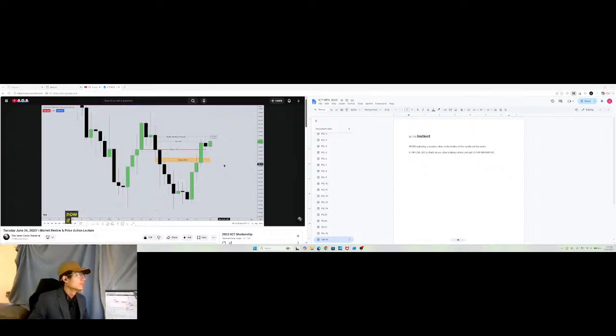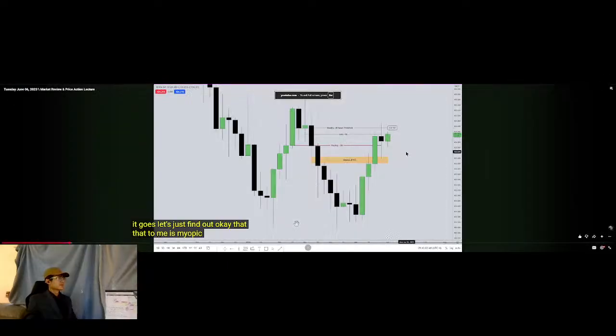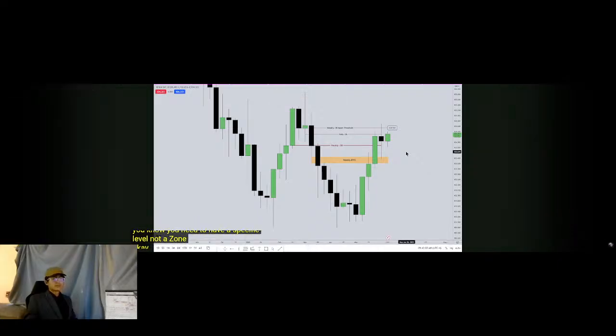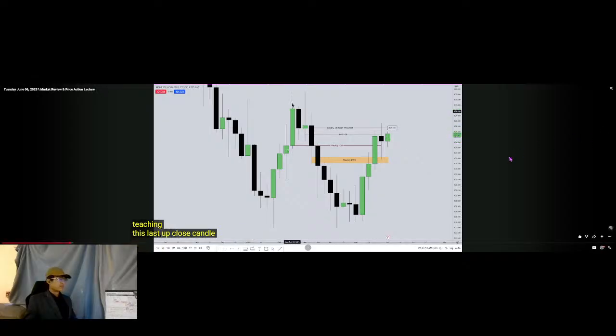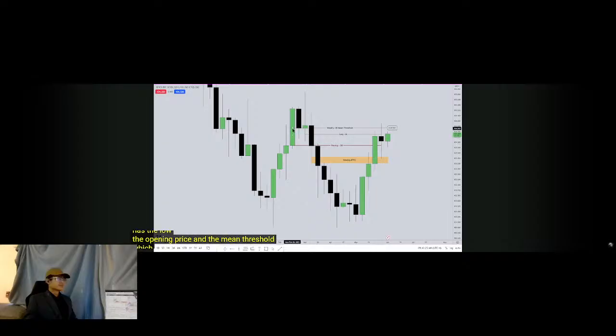Now, if I believe that the dollar is likely to go higher, I need to know where it's going to likely draw to. I can't just indiscriminately go out there and think, well, it's going to go up. Let's just see where it goes. Let's just find out. That to me is myopic. You need to have a specific level, not a zone, and not a supply or demand zone. There are specific levels that I'm teaching. This last up close candle right here has the low, the opening price, and the mean threshold, which is the halfway point from high to low. That's what those levels are.